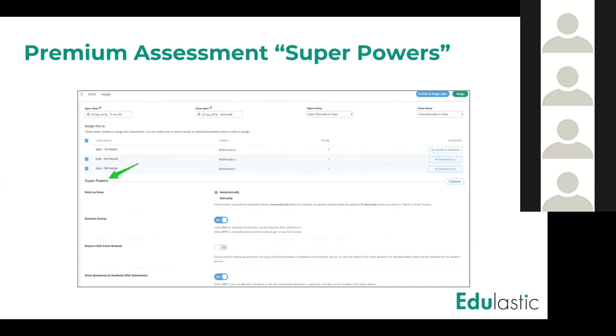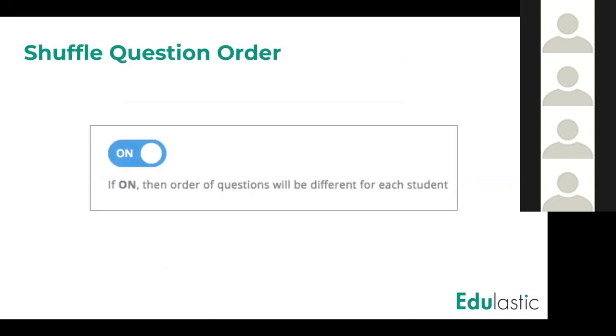And so as you're doing that, as you're figuring out what the open date should be for the test, when it should close, what the policies should be around whether you're manually opening or closing, who exactly you're assigning it to, you also have these superpowers that are available in the premium version. It used to be called advanced options. I think the language is a little more fun now. And so I'll be talking about some of these superpowers that you will have access to with premium.